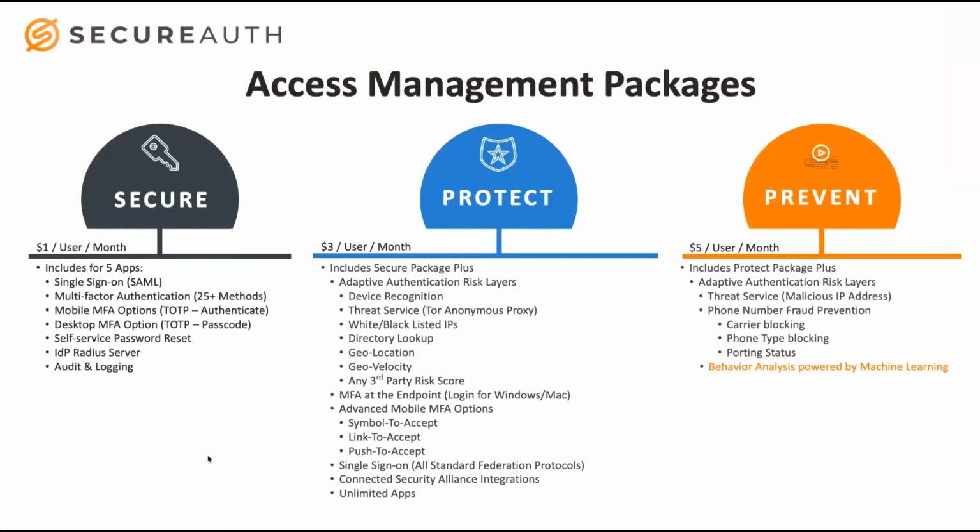I thought it was interesting to compare Okta and Duo, who published their pricing on their website. To get Okta's adaptive multi-factor authentication, it costs $6 a user per month, but it doesn't have network carrier or phone type blocking or porting status. They have no behavior analysis, no malicious IP blocking, so they're essentially charging more and providing less than we are. Duo's in a very similar boat, right? They start their adaptive capabilities at $6 per user per month, go up to $9 per user per month, and they don't have the same things: network carrier, phone blocking, porting status, no behavior analysis via machine learning, no malicious IP blocking. So it's kind of the same thing.